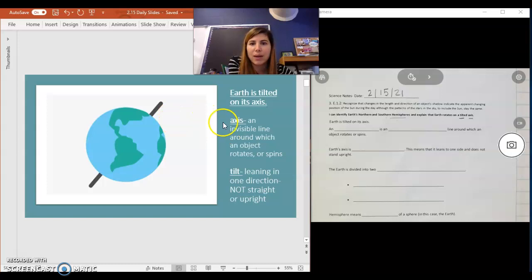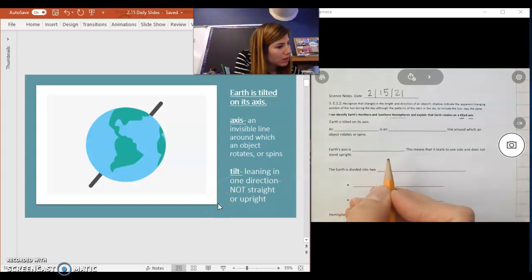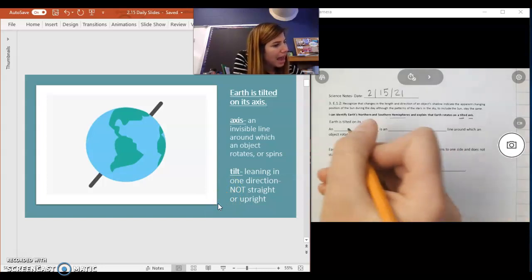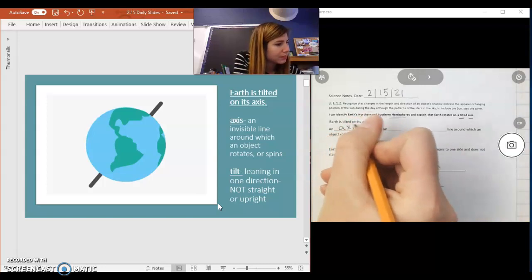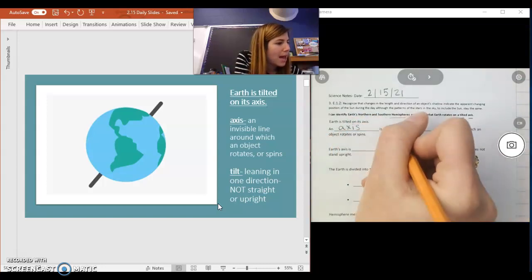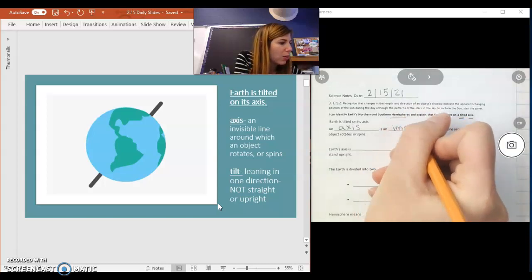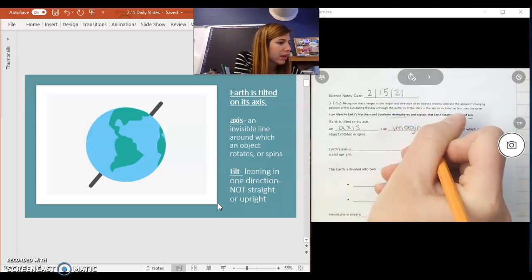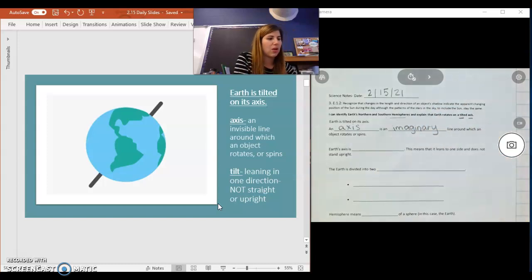So again, some important vocabulary to help us preview what we're learning today. Axis is an invisible line around which an object rotates or spins. And then tilt or tilted means leaning in one direction, which means it's not straight or upright. So in our notes, we can start by saying an axis is an imaginary, so again, it's not a real pole that cuts through the center. It's an imaginary line around which an object rotates or spins.